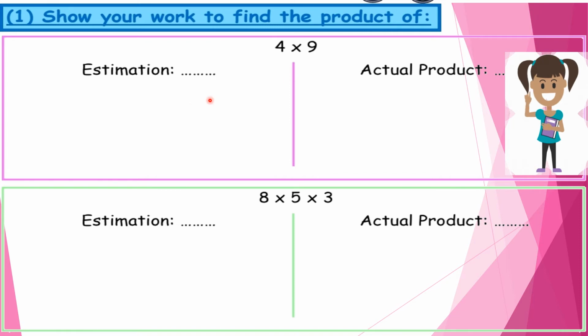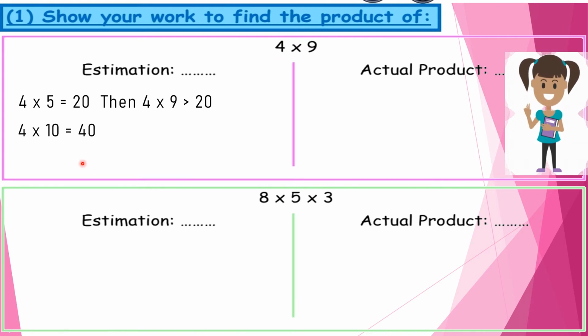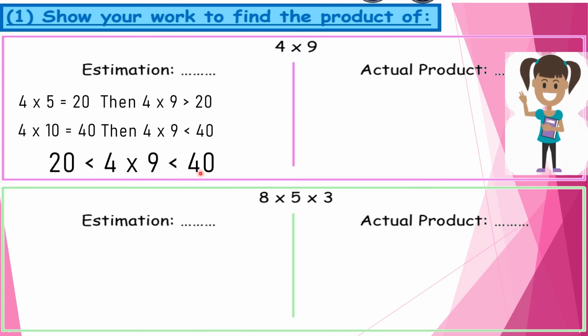Here I have 4 by 9. I don't know what 4 by 9 is, so I will say that 4 by 5 that I know is 20. And I know that 5 is smaller than 9. So 20 must be smaller than the product of 4 by 9. And I know the product of 4 by 10 is 40. Then the product of 4 by 9 must be smaller than 4 by 10, because 9 is smaller than 10. So the product of 4 by 9 must be between 20 and 40, because 9 is greater than 5 and smaller than 10. Is this correct?